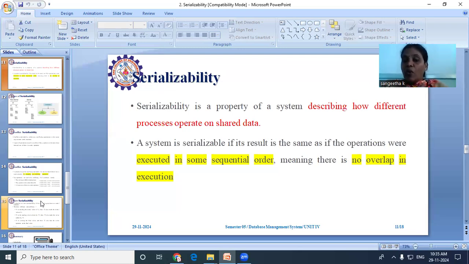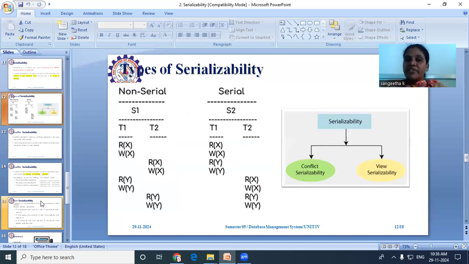Here there is no overlap in execution; it strictly avoids the overlap of instructions. If you take the types of schedules, this is non-serial and this is serial, S1 and S2. In S2, transaction 1 is fully executed, and after that transaction 2 gets executed. In non-serial, T1 partially executes, T2 partially executes, then T1 partially executes and T2 partially executes, so simultaneously every transaction executes without overlap. Serializability has two types: conflict serializability and view serializability.